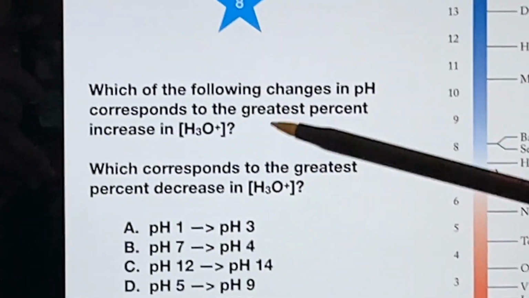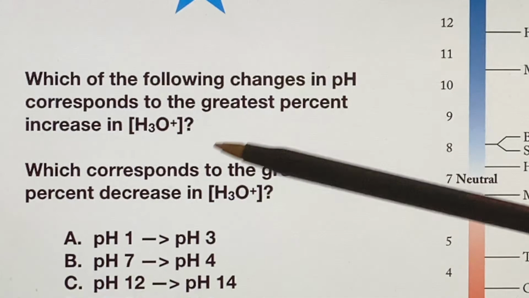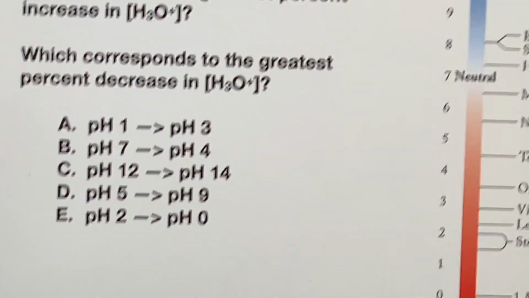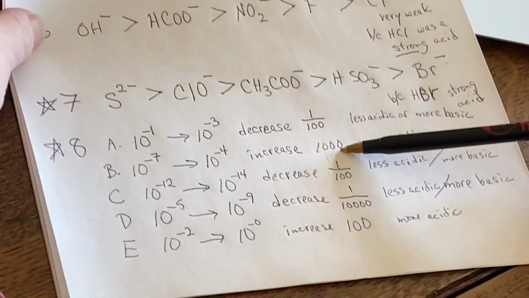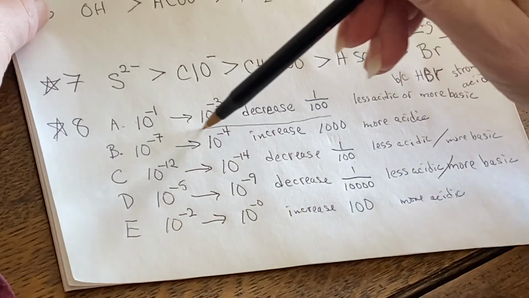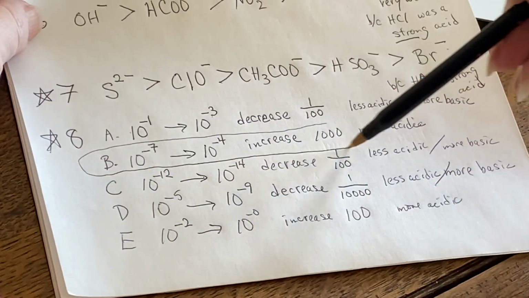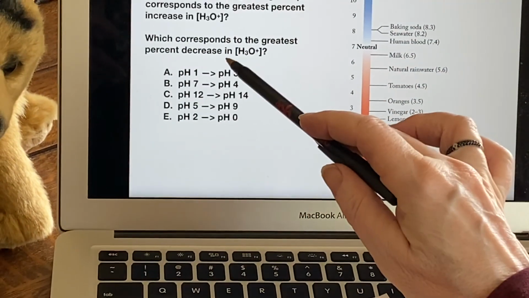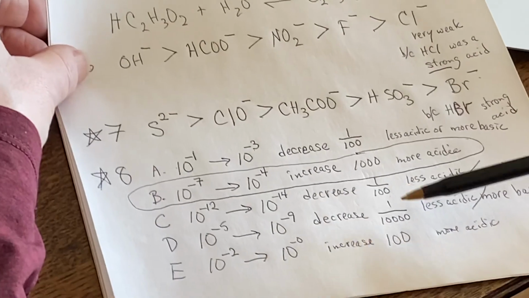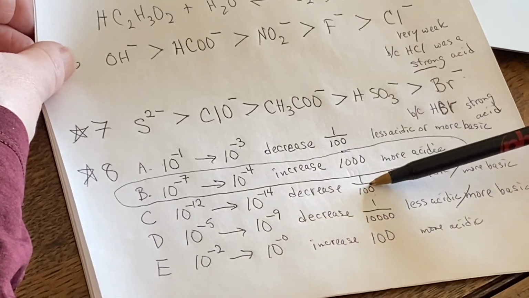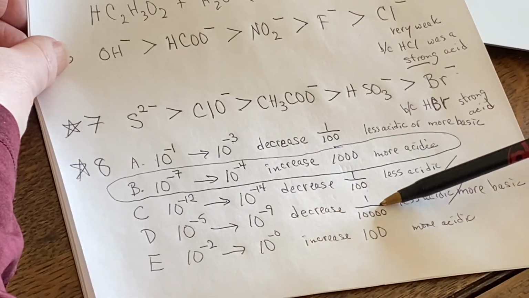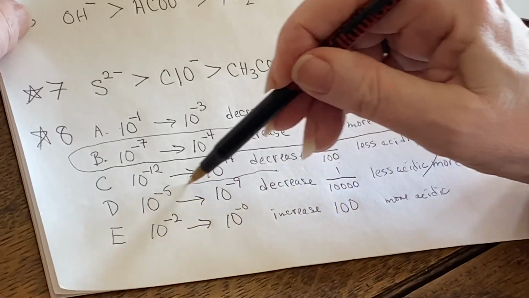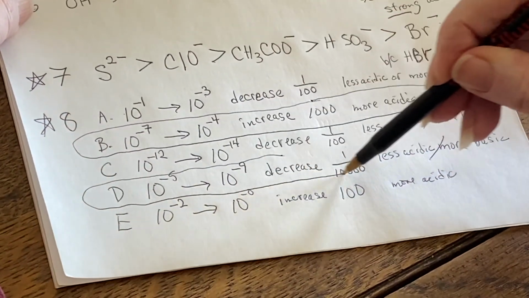So our two questions were, which corresponds to the greatest percent increase? Well, only 2 of them had increases, and this one was 1,000. So this one is the answer to the first question. And then it says, which corresponds to the greatest percent decrease? The 3 that are decreasing, 2 of them are by factors of 100. This one's by a factor of 10,000. So this is the answer to our second question.